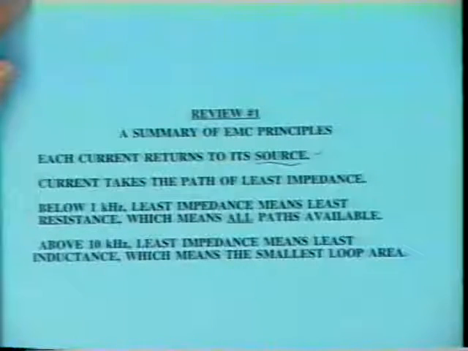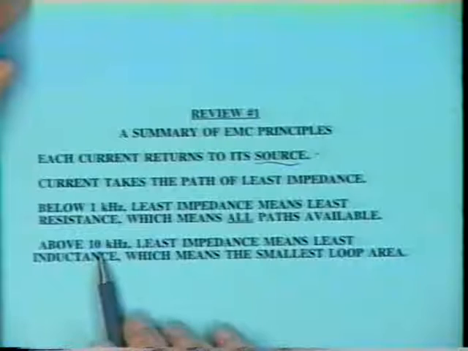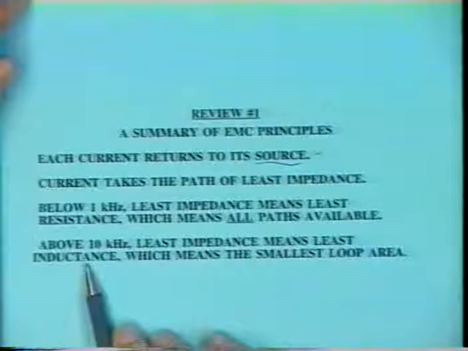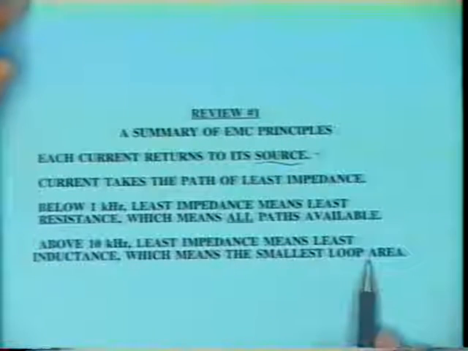It's a difficult challenge. Now, for frequencies above 10 kilohertz, currents take the path of least reactance, which generally means least inductance, which in turn boils down eventually to something geometrical that we can look at, which is the smallest loop area. So currents either take all paths available at low frequency, or they take the path of least impedance, which is least inductance, at higher frequencies. Now, of course, at higher frequencies, if currents have multiple inductive paths, they will again take multiple paths. They will divide inversely proportional to the inductance of the various paths.